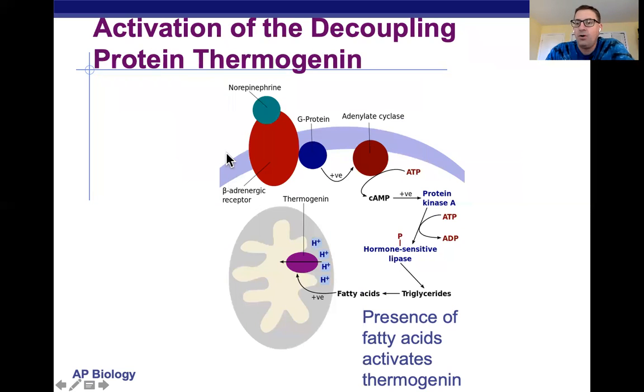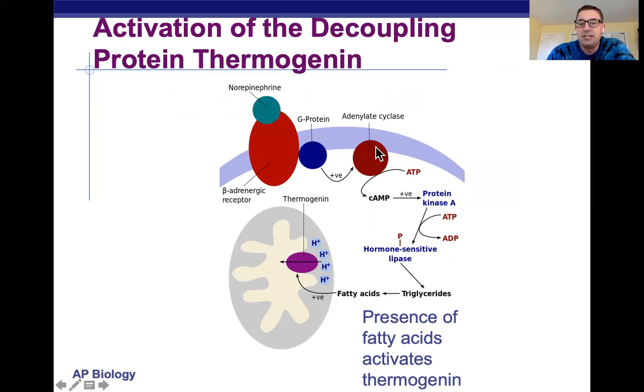So this is how this actually works, right? Here's a receptor in the membrane, this is the membrane, and this is the receptor of one of our brown fat cells in a hibernating mammal. And a hormone that these hibernating mammals produce called norepinephrine binds to that receptor, which is a G protein linked receptor. And when norepinephrine binds to that receptor, it activates a G protein that activates adenylyl cyclase, which is also sometimes called adenylate cyclase, same thing.